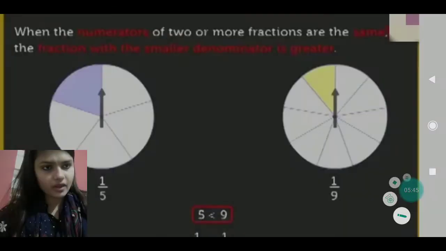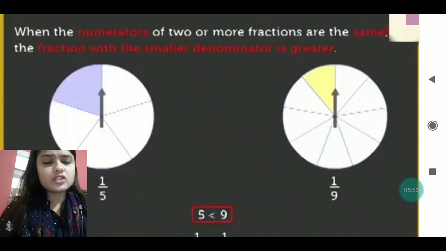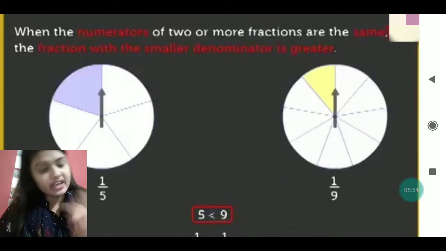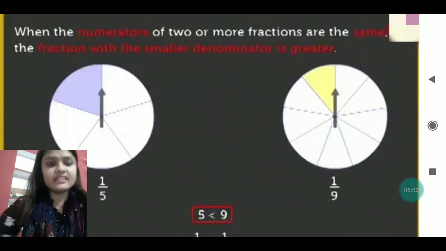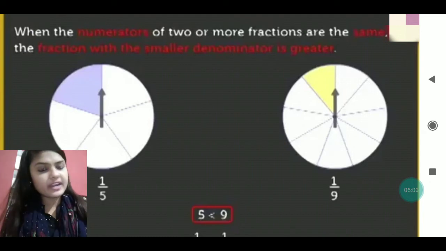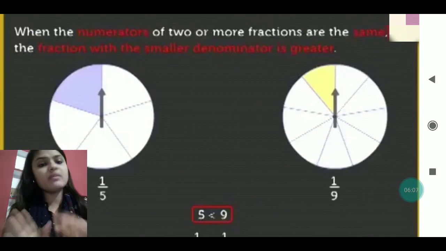By comparing the numerators, we can find out which one is the greater. In the same way, it is written here, when the numerators of two or more fractions are the same, the fraction with the smaller denominator is greater. Earlier, the fraction with the greater numerator was greater. Here the smaller denominator will become greater.